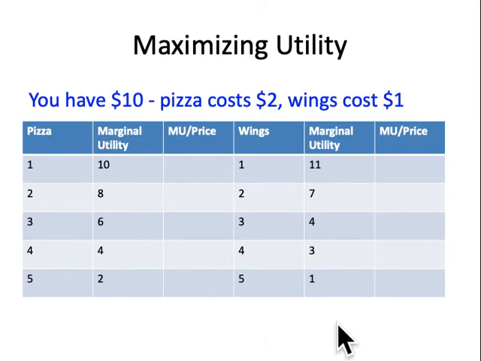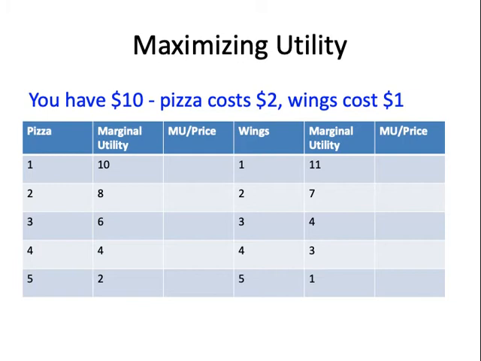And so you have the same data already, but now instead of calculating marginal utility, I want you to calculate marginal utility divided by price. Okay? So here we have marginal utility for pizza. Here we have marginal utility for wings. And you have the price of pizza, and you have the price of wings. So take a minute, pause the video, and calculate the marginal utility divided by price.